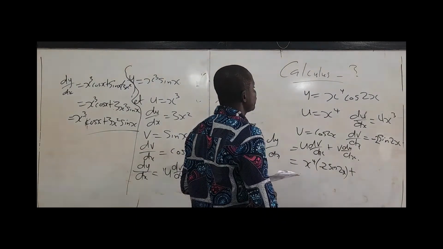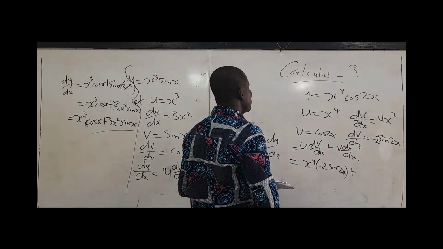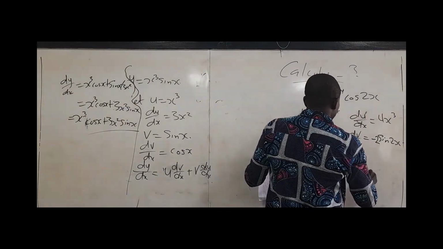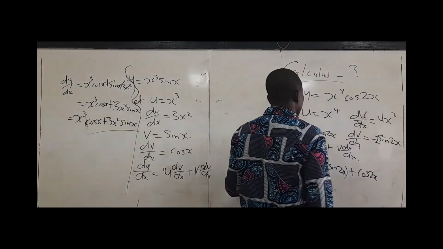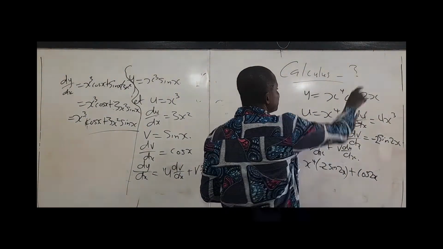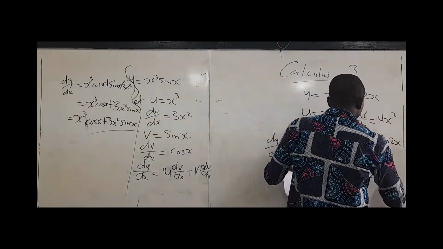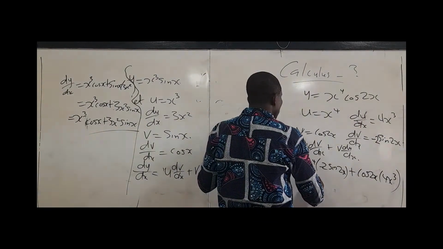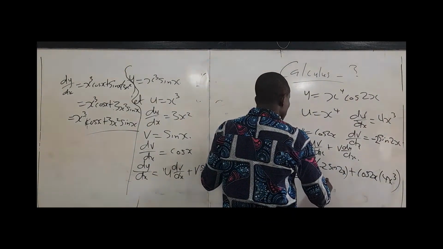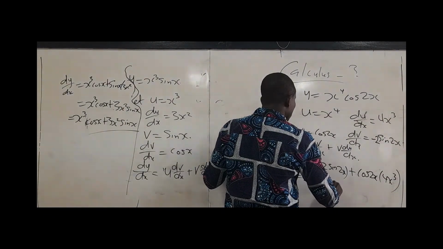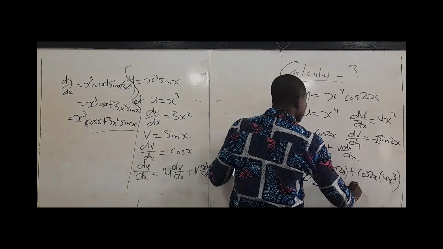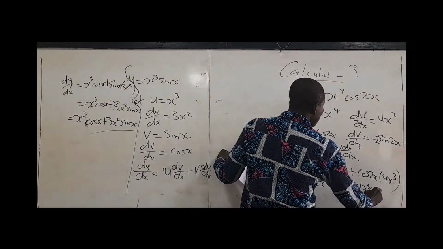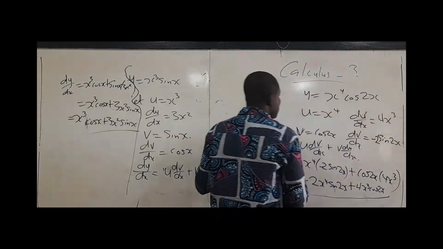Plus v. What is your v? Your v is cos 2x. v du/dx. Then the differential of the u is 4x cubed. So if you have to rewrite it, I'm going to have negative 2x^4 sine 2x plus 4x cubed cos 2x. This is it.